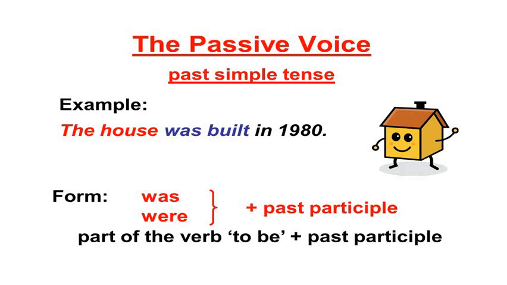The past simple: was, were plus the past participle. Okay, the house was built in 1980. Where is the subject? Where is the doer of the action? I'll tell you that it is not important. In the passive form, we only concentrate on the object, the action.